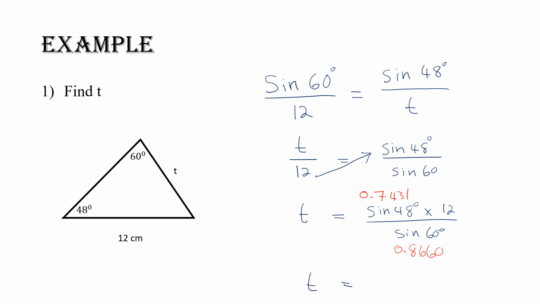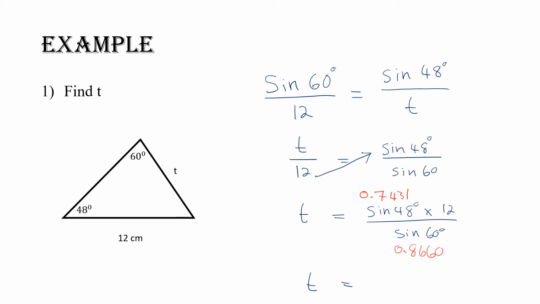So let me multiply and see what I get. 0.7431 multiplied by 12, I get that, and then I divide that by 0.8660. No, I make a mistake. Let me do that again. Take your time. 0.7431. Yes. Multiply by 12. I get that. And then I divide what I just got there by 0.8660. Good. So I am getting, and I'm rounding to the nearest whole number.